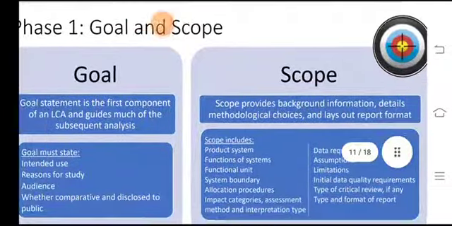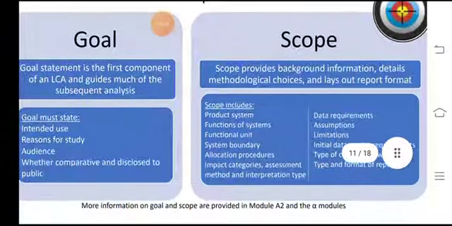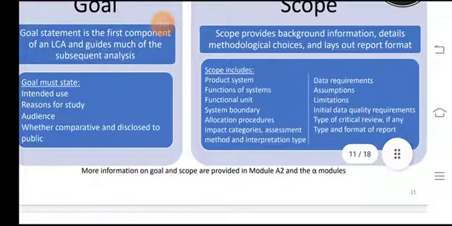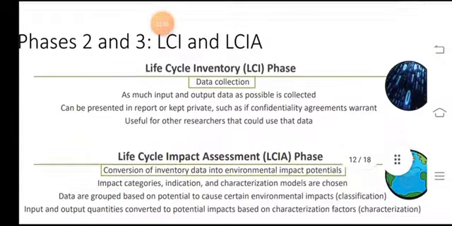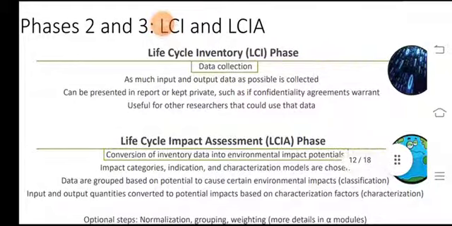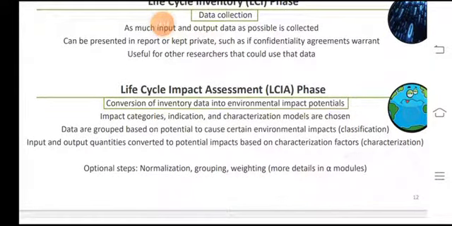So I think goal and scope, what is the use of this report, and then to whom we are going to address, for whom we are making it, for what is the purpose of making this LCA report. So this is the phase 2 and 3. LCI is about the inventory phase. As much input and output data as possible is collected, can be presented in the report or kept private, such as if confidentiality agreement to be followed. Impact assessment phase is about conversion of data, inventory data, into impact potentials.